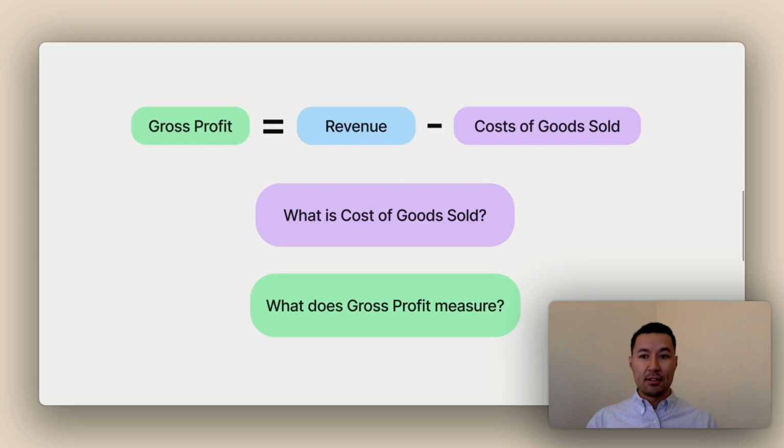Moving down the P&L statement, we get to gross profit, right? And what is gross profit? So as a formula, gross profit equals revenue, again, anything we sold, minus our cost of goods sold. You might be asking, what are costs of goods sold? I've never heard that term before.